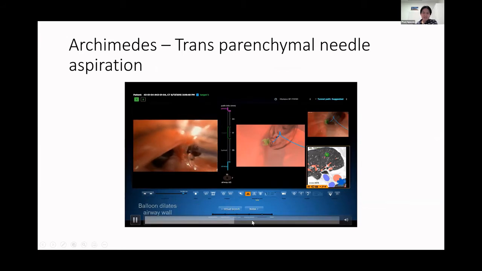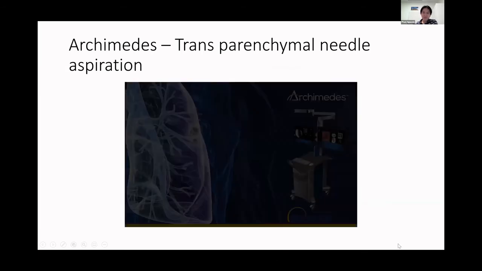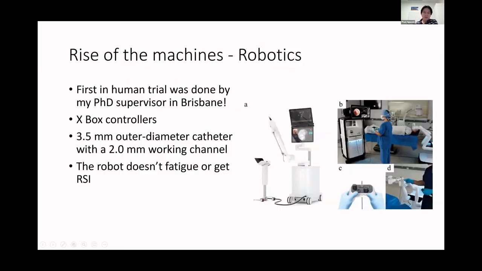Like so. And then passing your probe directly across the lung into the lesion. So it's like doing a CT guided biopsy, but from the inside. So in terms of robotics, my PhD supervisor did the first human trial in Australia. So it was a 3.5 millimeter catheter with a 2.0 channel.